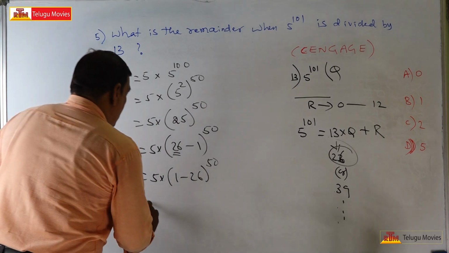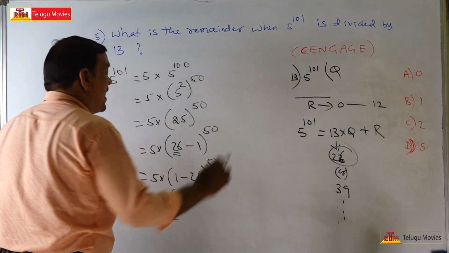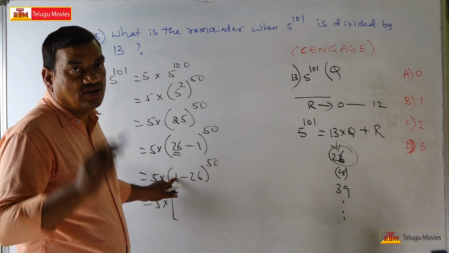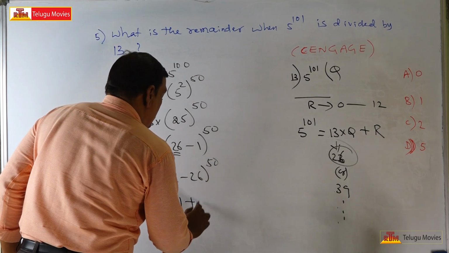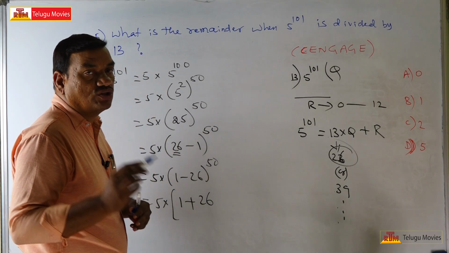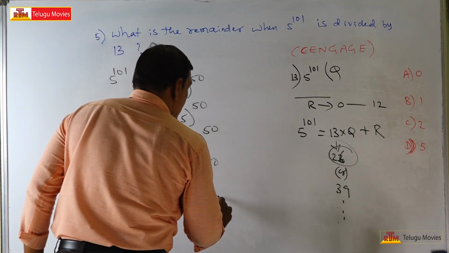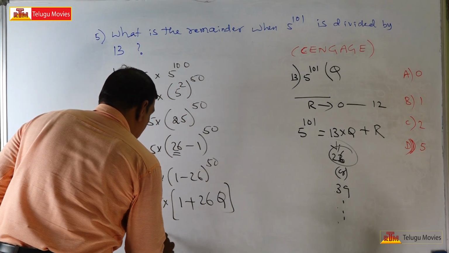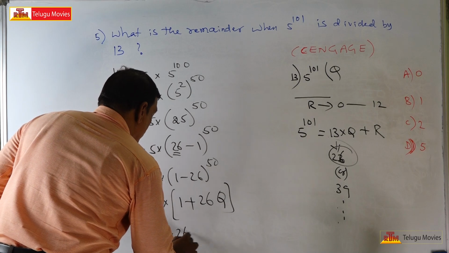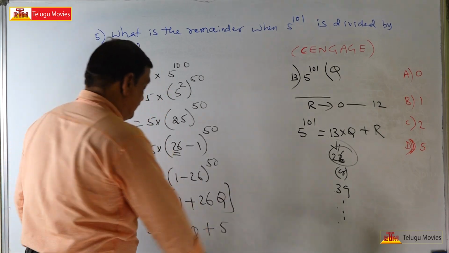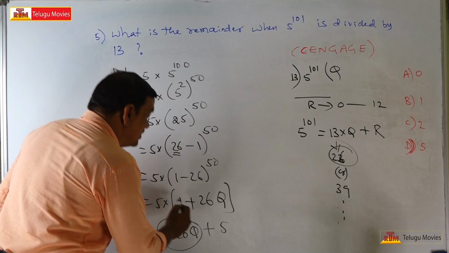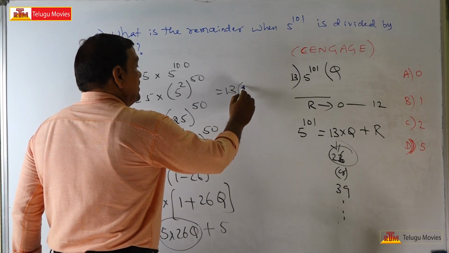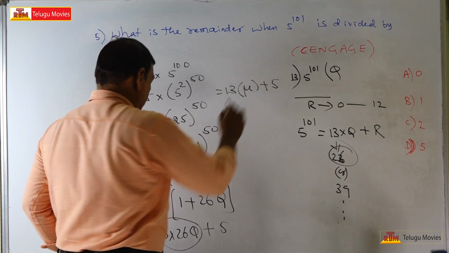So if you expand this, the first term is always 1, plus the remaining terms are all multiples of 26. Multiply inside. So what happens? This is 5 into 26 into q plus 5. So this whole thing, can I write it as 13 into some integer plus 5?